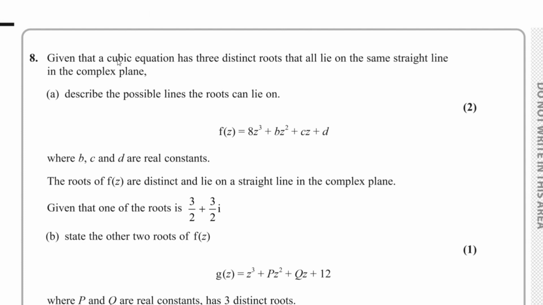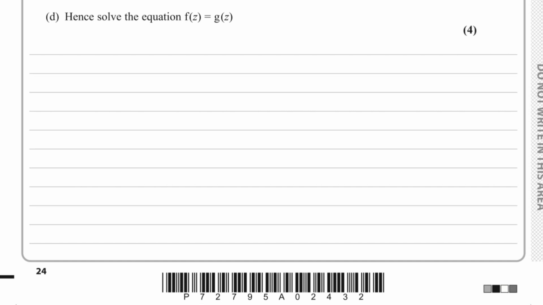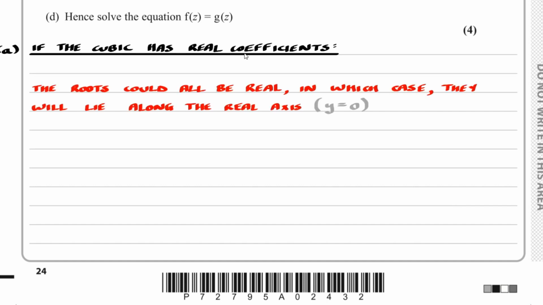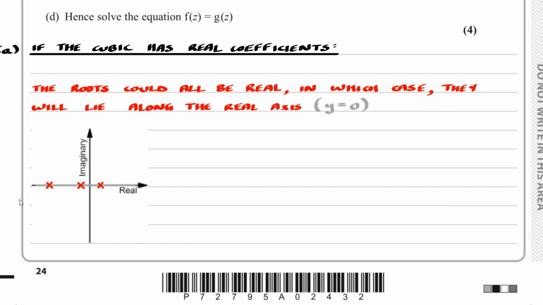Question number 8. Given that a cubic equation has 3 distinct roots that all lie on the same straight line in the complex plane, for part A we have to describe the possible lines the roots can lie on. So for part A, there's 2 situations. The first situation is the cubic has real coefficients. And if this is the case, the roots could all be real, in which case they will lie along the real axis. So here's a diagram to illustrate that. If we've got real roots, the roots will lie along the real axis.